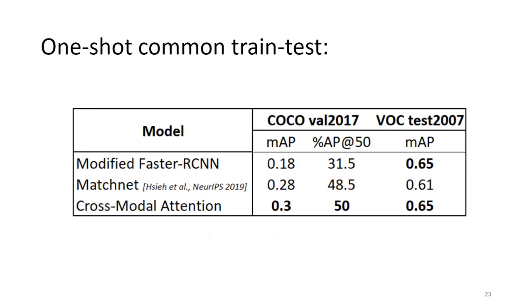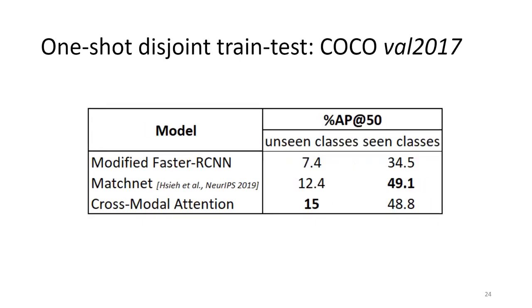For one-shot common train test, our model outperforms both the baselines in the case of the COCO dataset. However, in the case of the Pascal VOC dataset, the training data is too small to take advantage of the cross-modal attention. Also, the MatchNet baseline suffers because of the domain gap. In the one-shot disjoint train test setting, our model shows significant improvement for unseen categories, and therefore suggests the applicability of cross-modal attention in the one-shot sketch-based image localization problem.